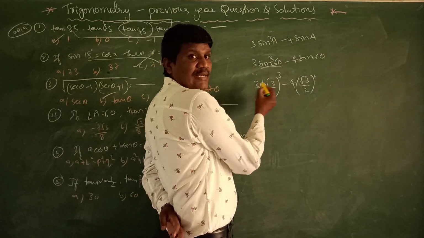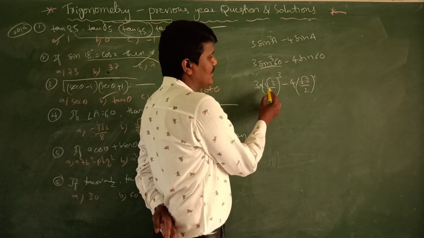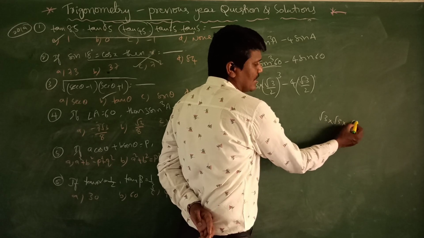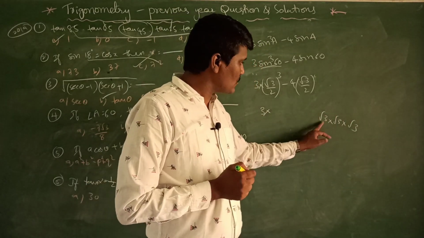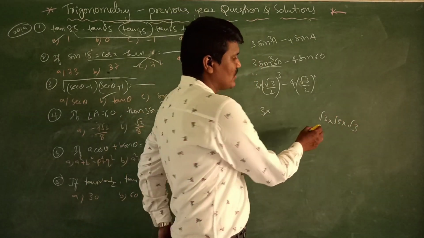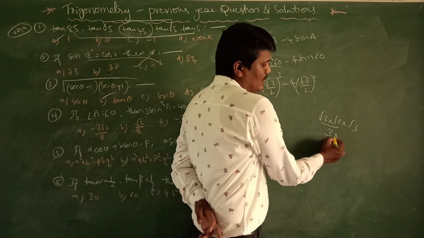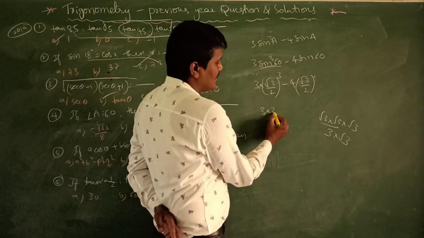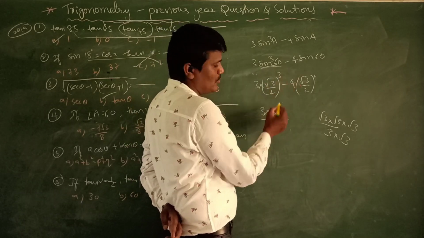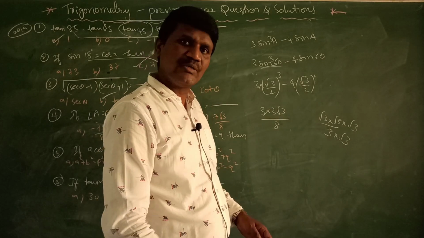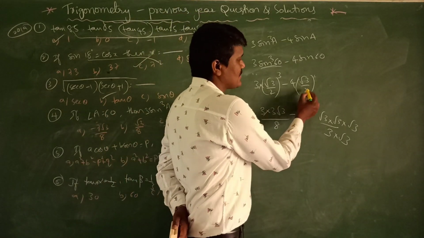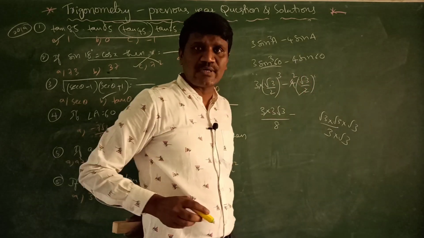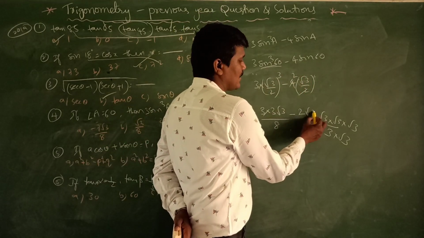It is 3 into root 3 by 2 whole cube. Root 3 whole cube is nothing but root 3 into root 3 into root 3. Root 3 into root 3 is 3, and into root 3. So root 3 whole cube value is 3 root 3. 2 into 2 into 2 will be 8. Minus, you can cancel: 4 ones are 4, twos are 2. So 2 root 3 by 1.